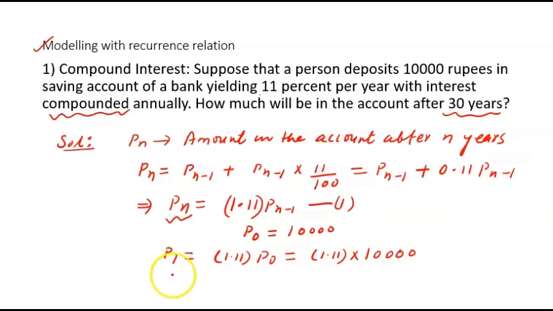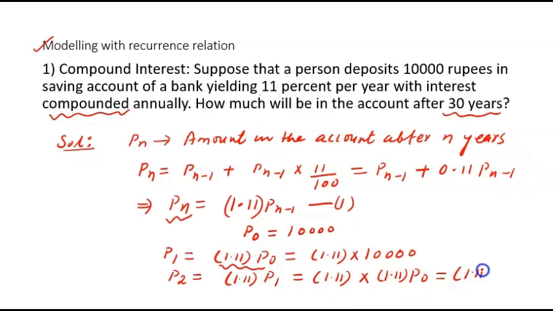10,000. Similarly, if I have to calculate P2, I have to take 1.11 into P1. So that will be equal to 1.11, and P1 is nothing but 1.11 into P0. So that will be equal to 1.11 square into P0.